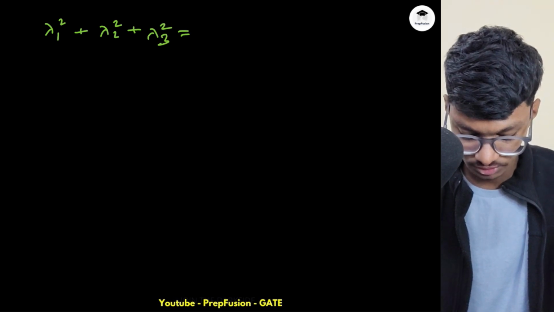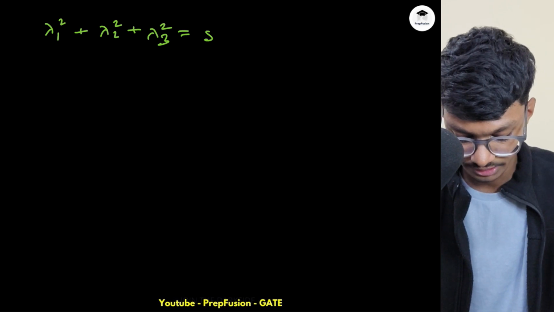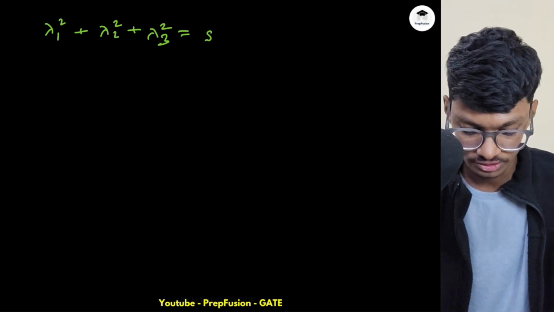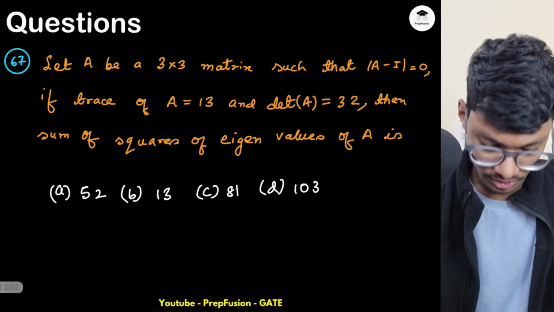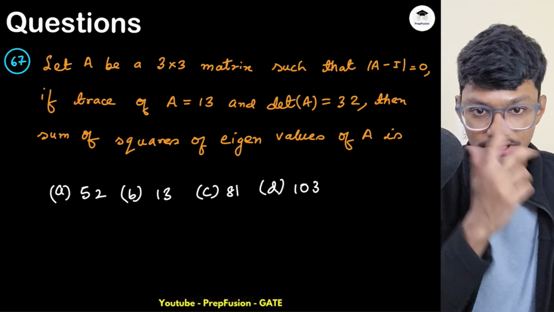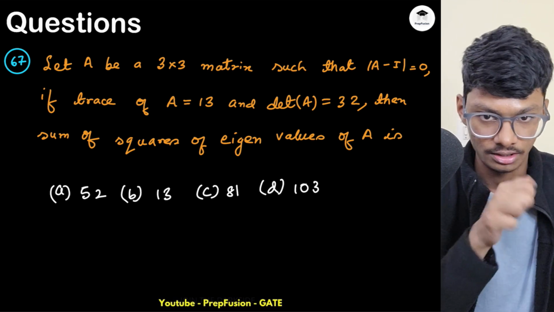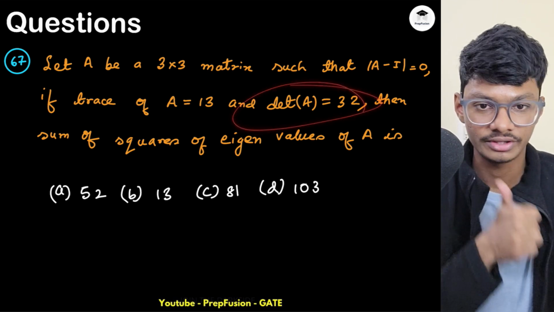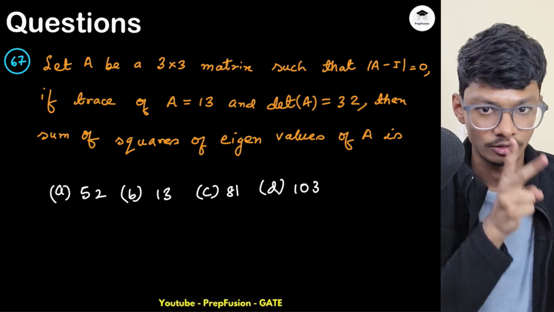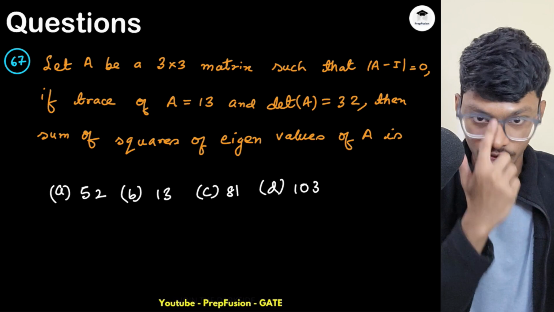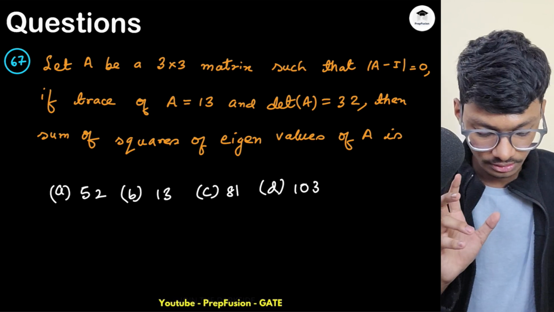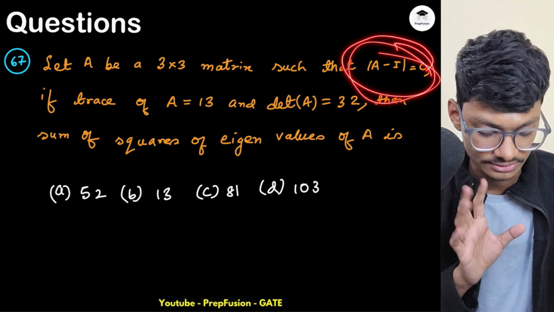It will have 3 eigenvalues as it is a 3 cross 3 matrix. Let me name this sum S. Now for us to find S, we have to find the individual eigenvalues. How will I find them? I know the trace of A means the sum of the eigenvalues, so I got one equation. The determinant of A means the product of all the eigenvalues. I got 2 equations, but I have 3 variables and I will need 3 equations to get a unique solution. So what is this telling us?